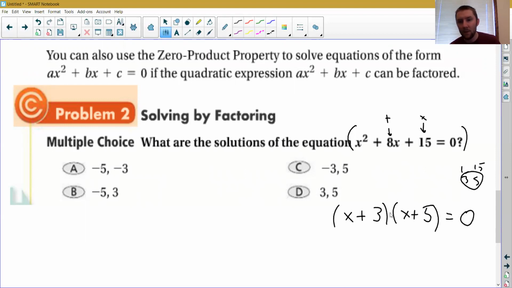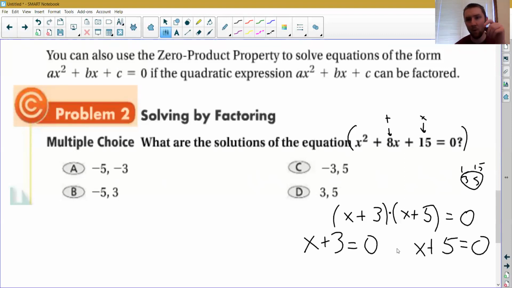Okay, and now I do have these two sets of parentheses. x plus 3, x plus 5. When I multiply them together, they equal 0. So from the zero product property, I should be able to set up two equations. x plus 3 equals 0 from the first set of parentheses here. x plus 5 equals 0 from the second set of parentheses.